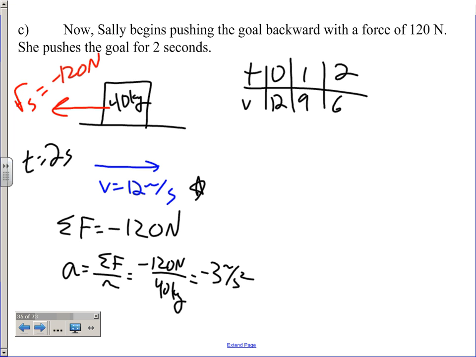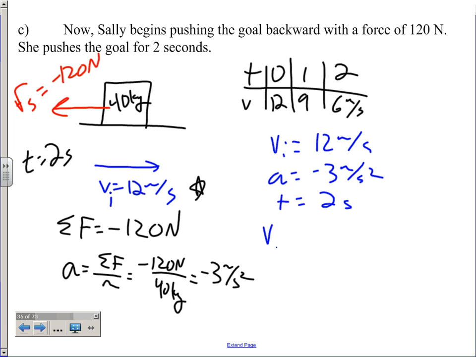All right, the other way you could do that, instead of making a chart and saying that it's going at 6 meters a second, is make this your VI. Let's look at what we know. We know the VI is 12 meters a second. We know our acceleration is negative 3 meters a second squared. We know the time is 2 seconds, so we can find our final velocity by plugging our numbers into that equation. So you end up getting 12 minus 6 gives you 6 meters a second. You get the same answer. Okay? So for part C, the box is going to slow down to a rate of 6 meters per second.